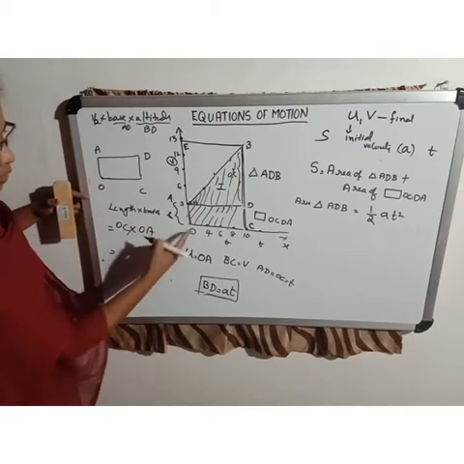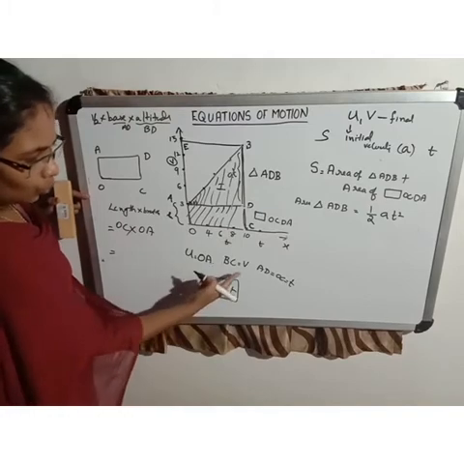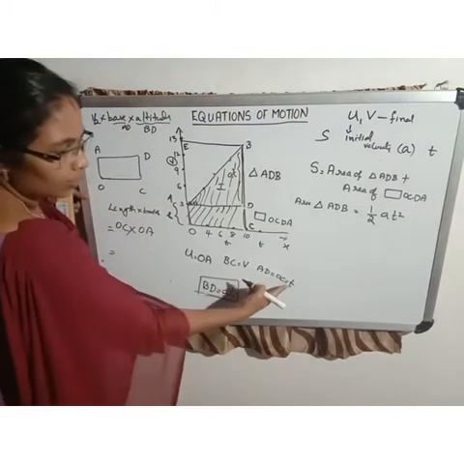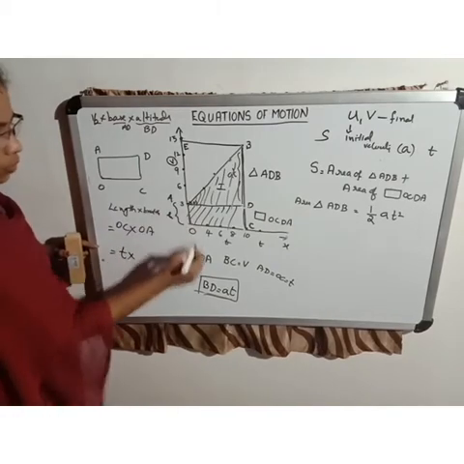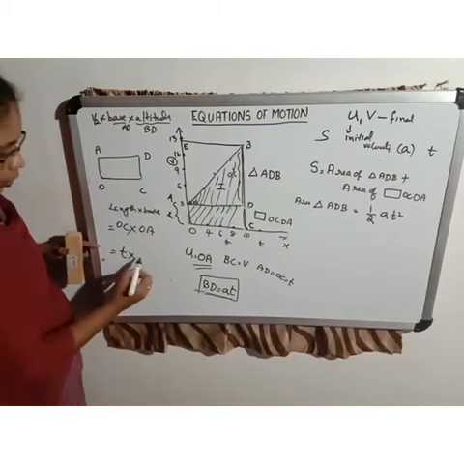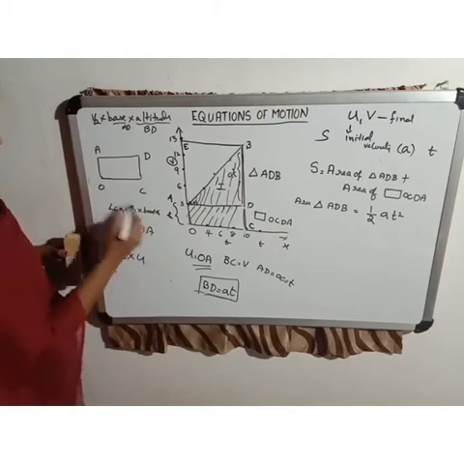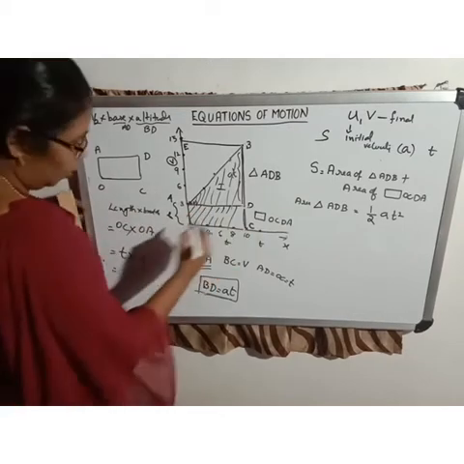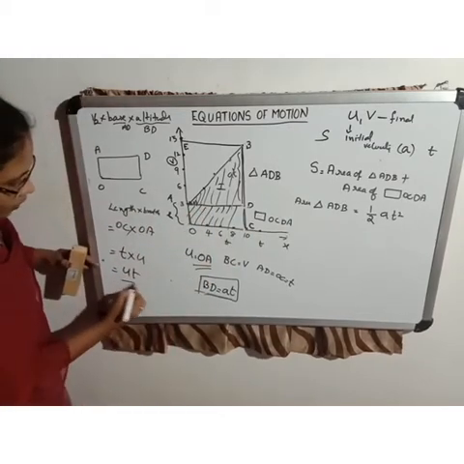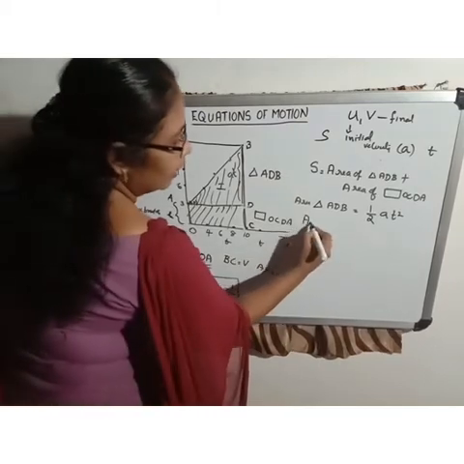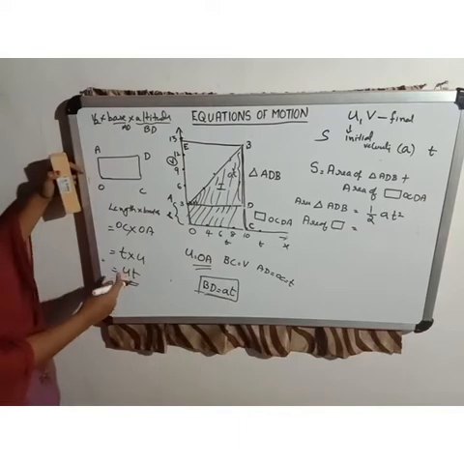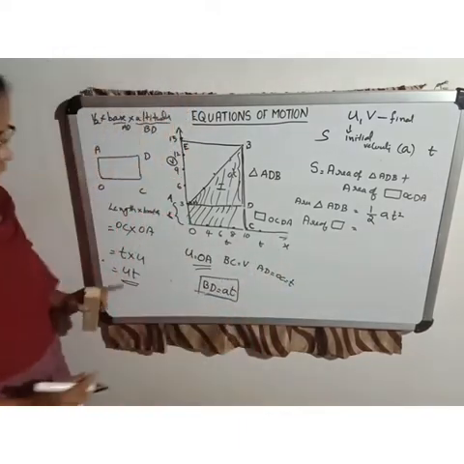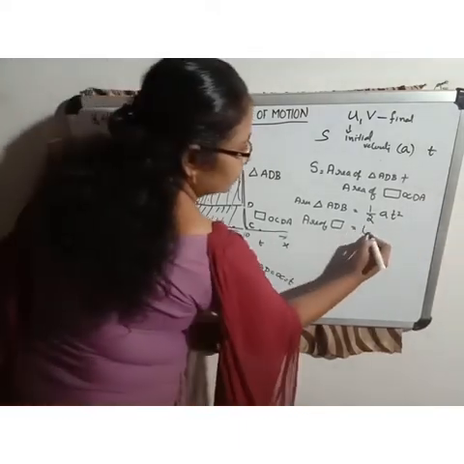What is OC? OC I already told you. OC and AD both are T, the time interval. So OC is T, and what is OA? OA is U. So the area of the rectangle, what's the area of the rectangle we got? Area of the rectangle is UT. We got it as UT.